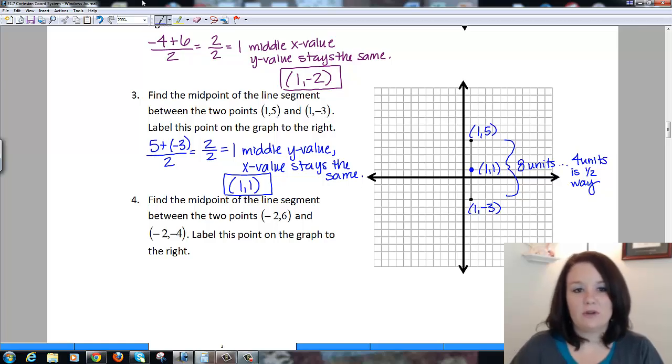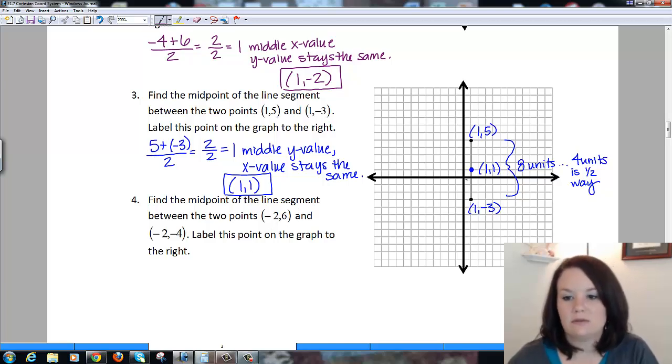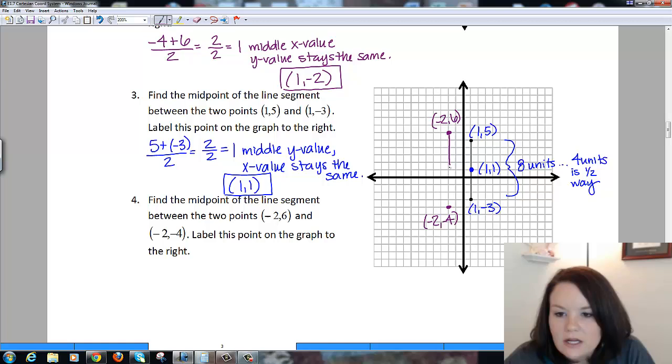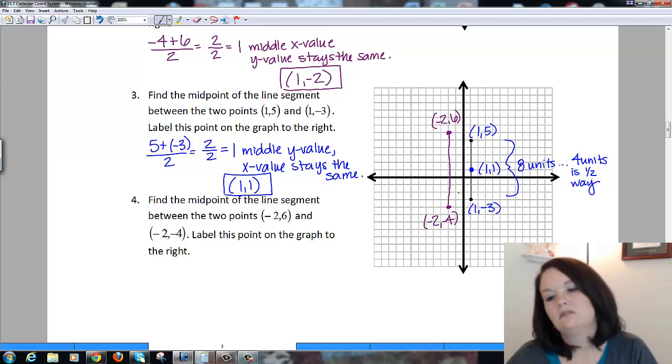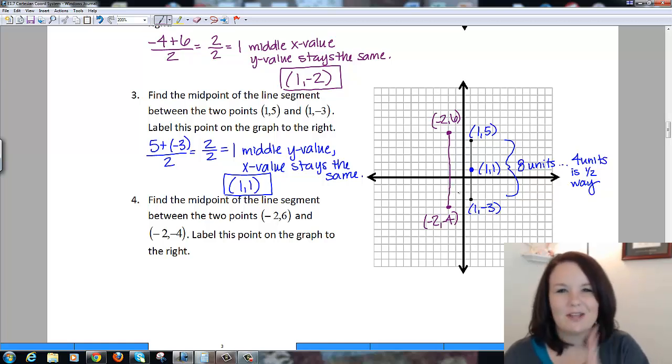Same thing on number 3. Number 3, it says we're going to find the midpoint of the line segment between the 2 points -2, 6. So I'm going to go back 2, up 6. So this is -2, 6. And -2, -4. So again, back 2, down 4. So this is -2, -4. So I'm going to go ahead and try again to draw a straight line. It's kind of straight. Let's pretend it's on that line.